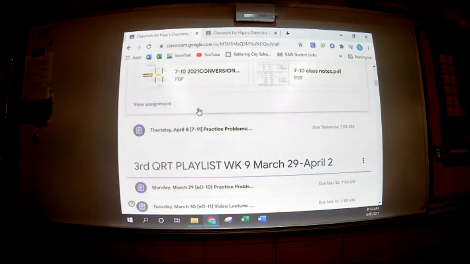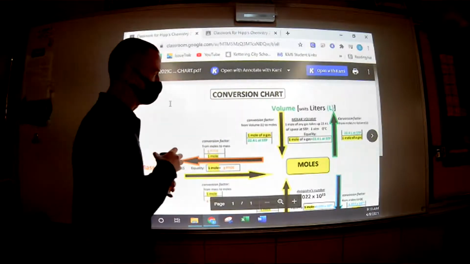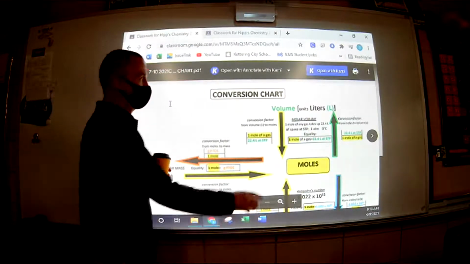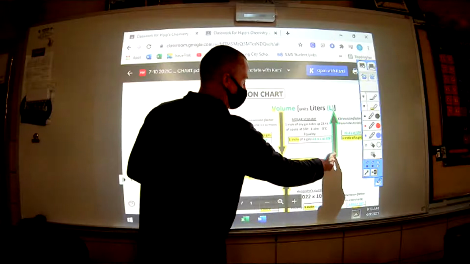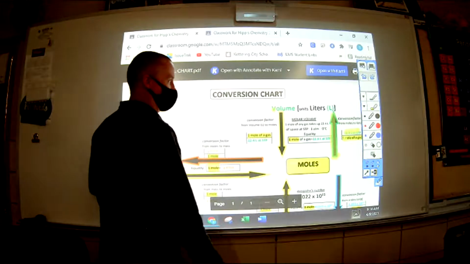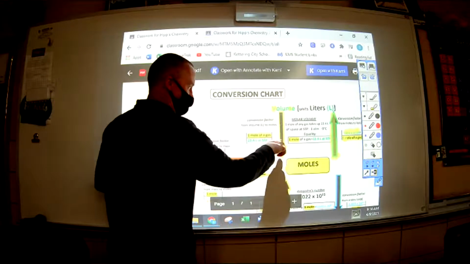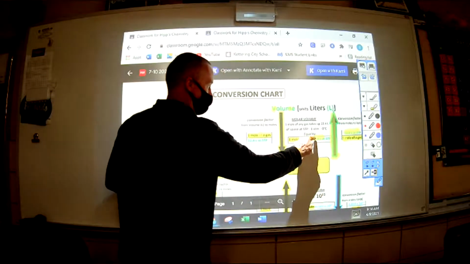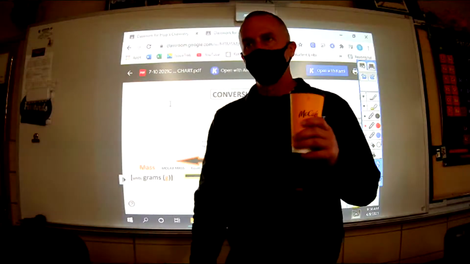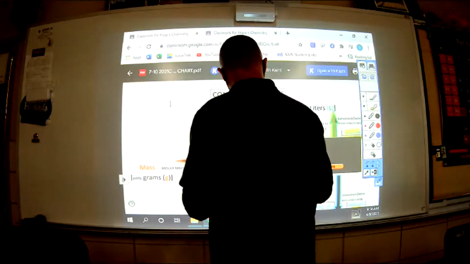This chart is a great chart to use to make sure you have the problem set up correctly. If we're going from moles to volume, we're on this arrow right here. The volume's on the top. We're leaving moles, so it's on the bottom. If we're going from volume back to moles, whatever we're going to is on top. 1 mole will be on top. The molar volume, 22.4, will be on the bottom. That's how this chart can be very, very helpful to make sure you have problems set up correctly.